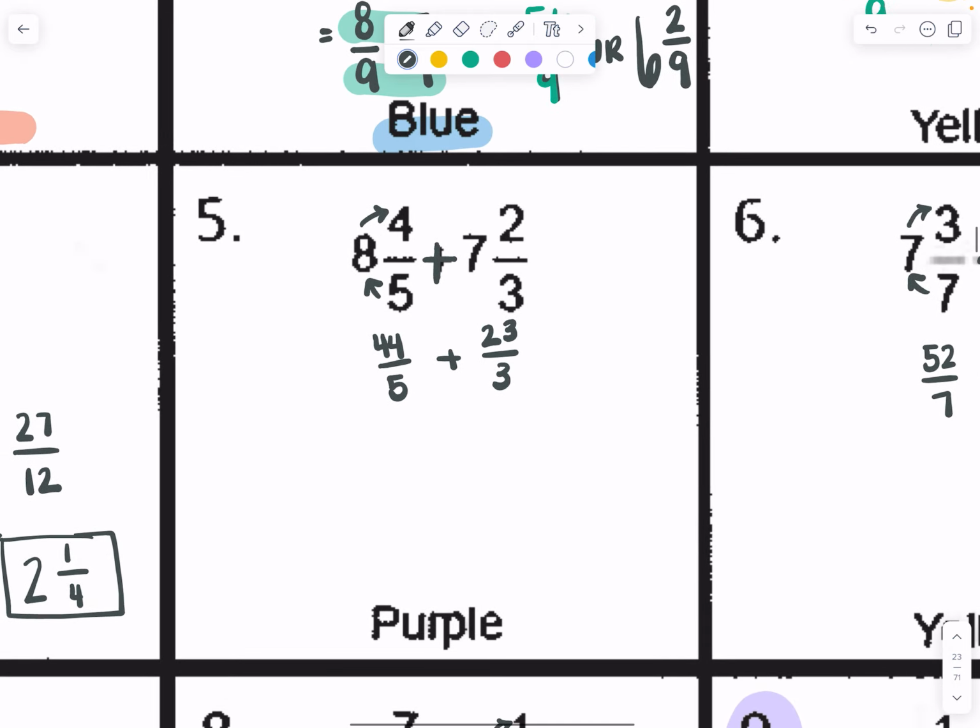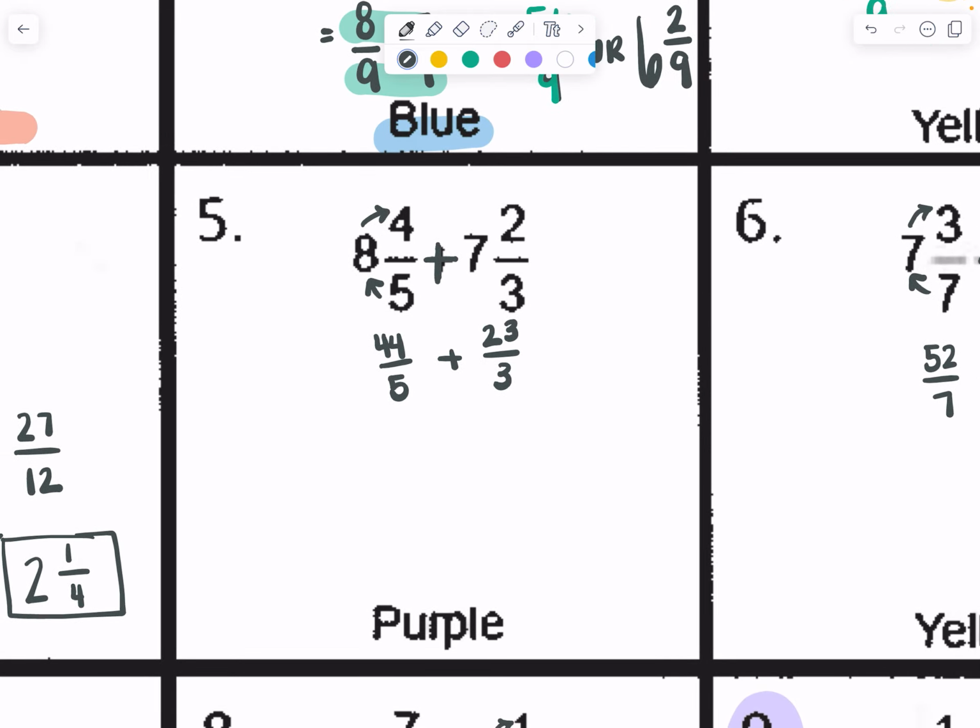All right, number 5, again, I have already converted it to mixed numbers for us. So this is one where I'm going to actually have to multiply both fractions by something. I'm going to multiply the fraction on the left by 3 and the fraction on the right by 5. So 44 times 3 is going to give me 132 over 15.